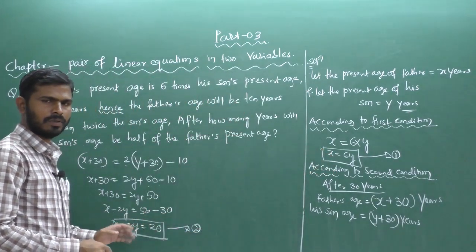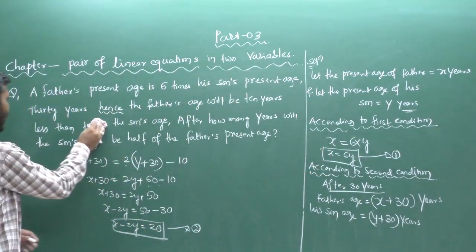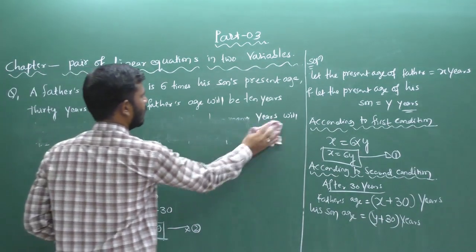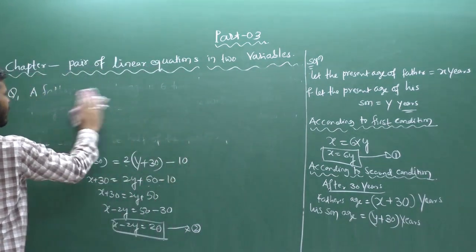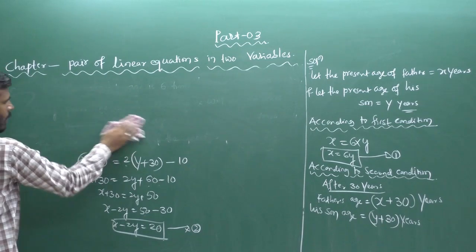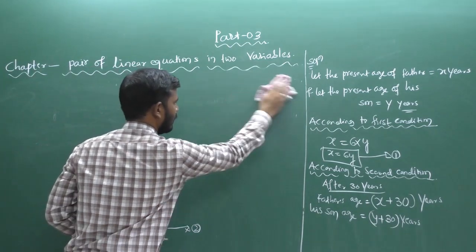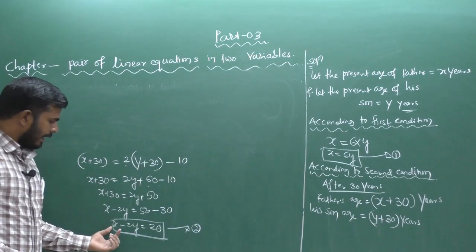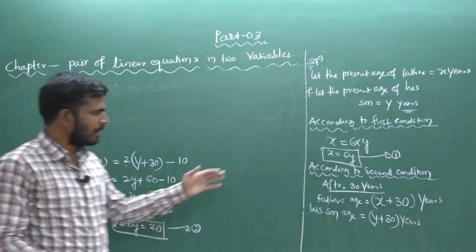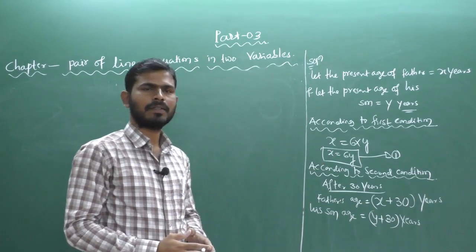This is equation number 2. Next we can simplify by the substitution method, and we will get the present age of father and present age of son. Let us see how to find out. So next step I am solving here, because x minus 2y equal to 20 is given, and here x equal to 6y is given.